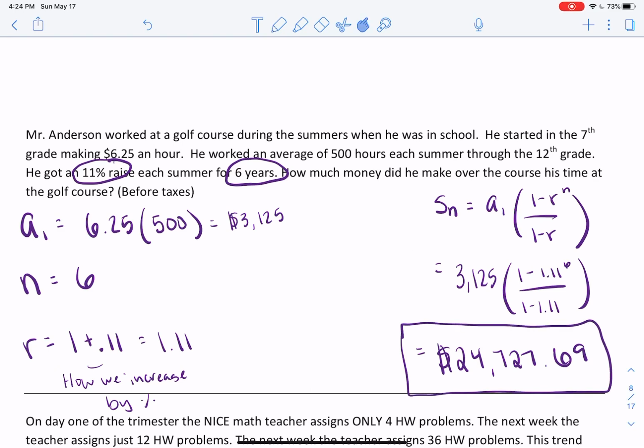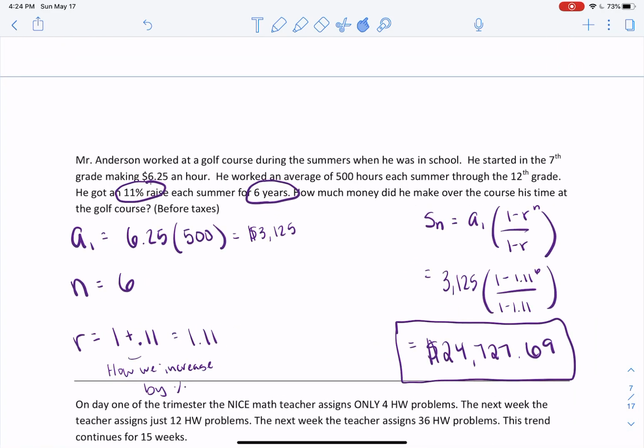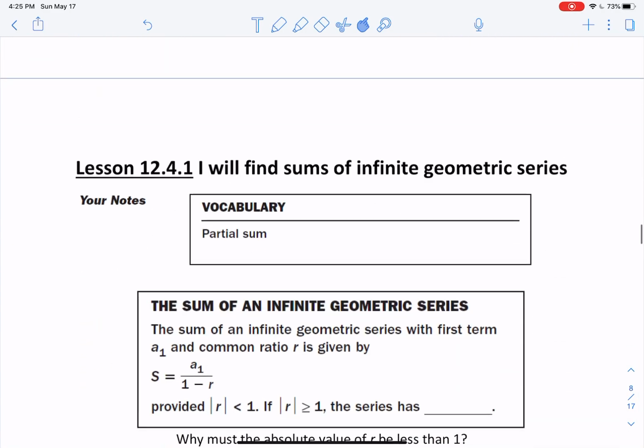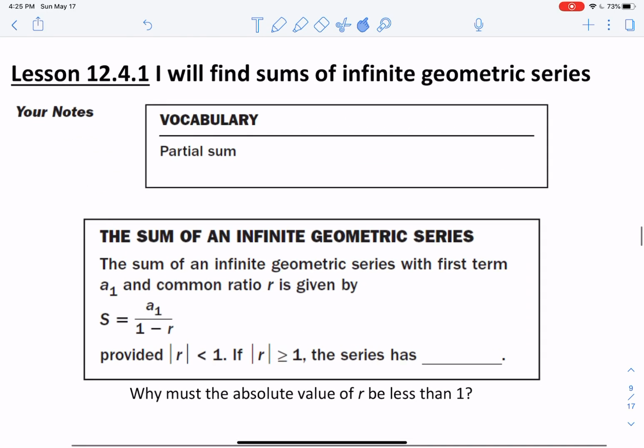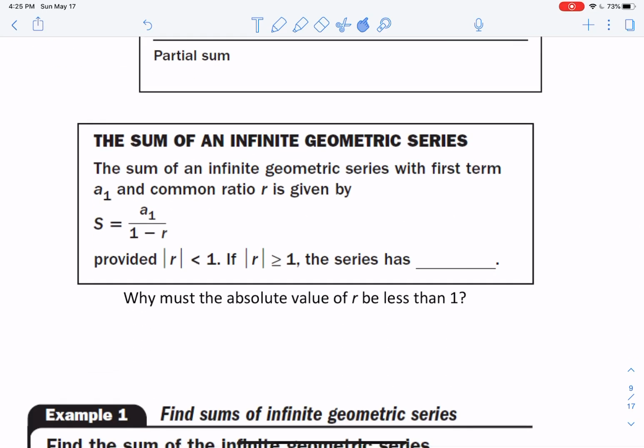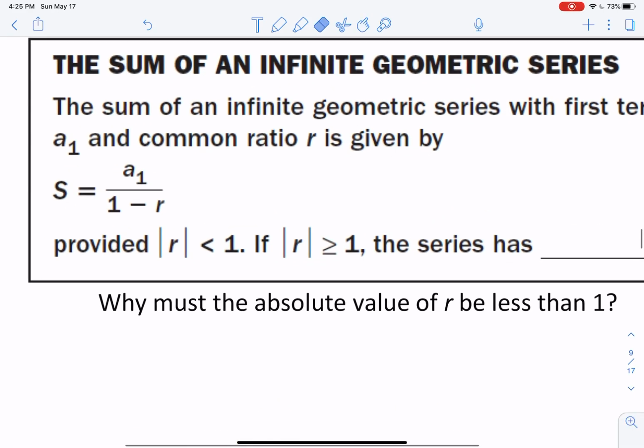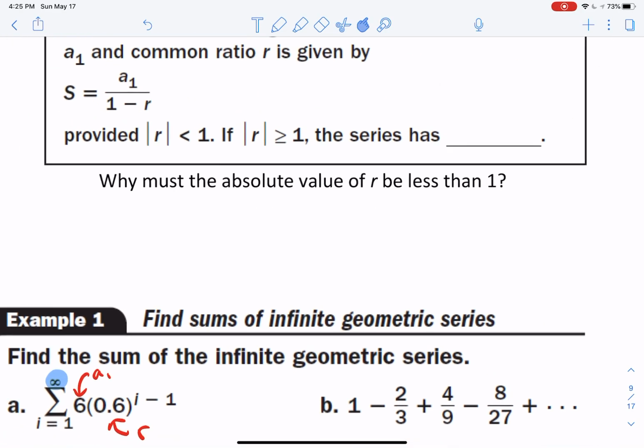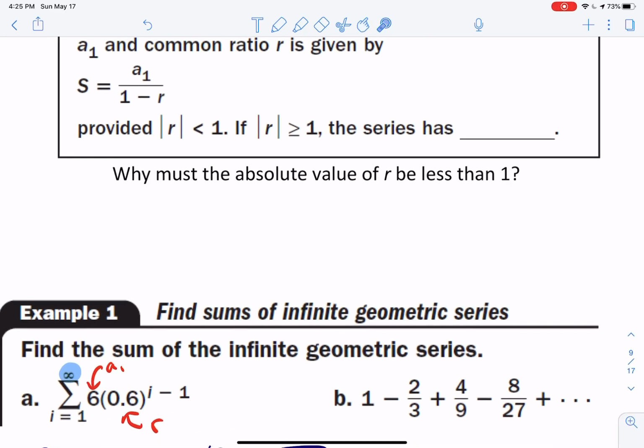And, you know, for the next section, we just have one example. So let's go ahead and just do that one really quick. This is finding sums of an infinite geometric series, and it's just one extra formula. So I'm just going to do one example here. So we have a new formula. The sum is equal to the first term over 1 minus r. And the difference here is the absolute value of r is less than 1.